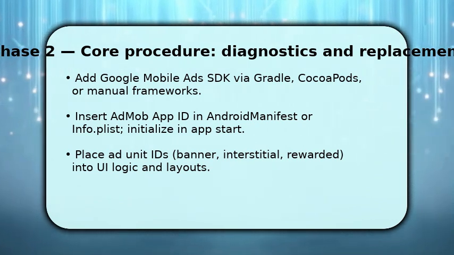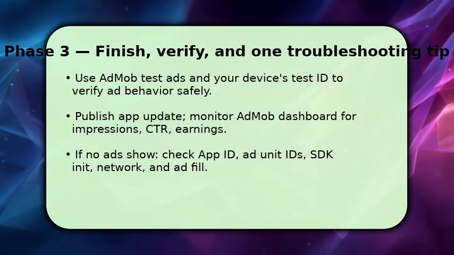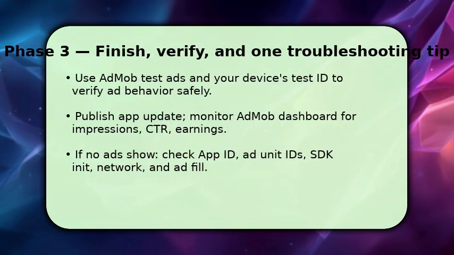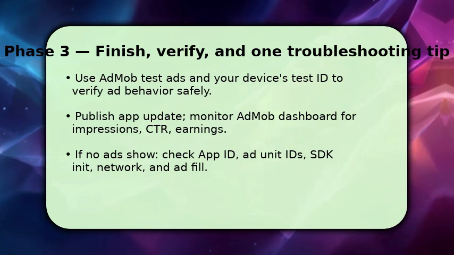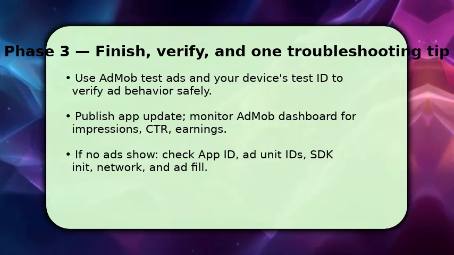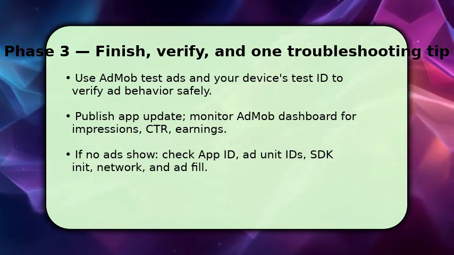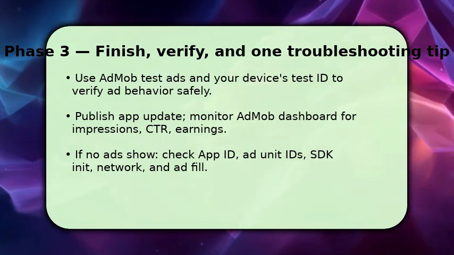Finally, you must test and publish. Always use test ads and add your device as a test device so you don't violate policies. Once verified, release the app update with the real AdMob ID and monitor the dashboard for impressions and revenue. This shows whether demand and fill are healthy.